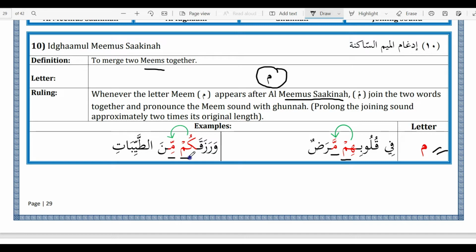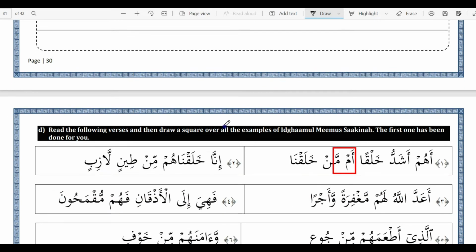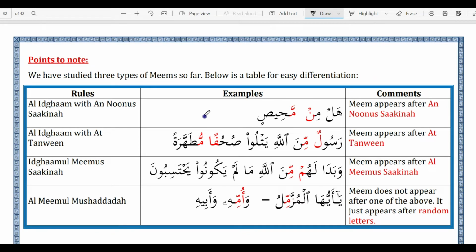Now, just to recap, we have looked at idghamul nun sakina wa tanween. And in idghamul nun sakina wa tanween, we have the letter Meem also inside. If you remember, the letters are Ya, Nun, Meem, and Waw. And again, in idgham, we have to join them together. So in this example, if we look here, we have a Meem coming after nun sakina. So if we were to ask the question, what example is this?